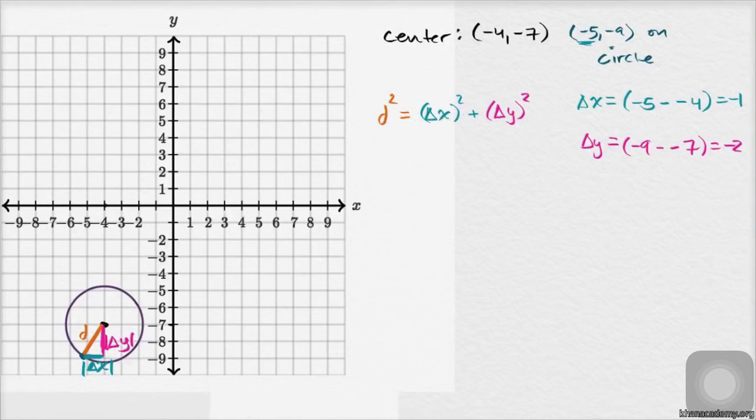So our distance squared, I really could call this the radius squared, is going to be equal to our change in x squared. Well, it's -1 squared, which is just going to be 1, plus our change in y squared. -2 squared is just +4. 1 plus 4. And so you have your distance squared is equal to 5, or that the distance is equal to the square root of 5. And I could have just called this variable the radius, so we could say the radius is equal to the square root of 5. And we're done.